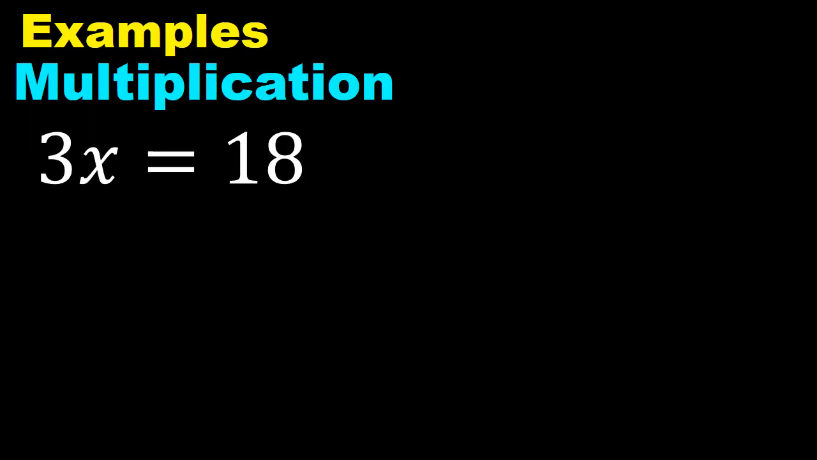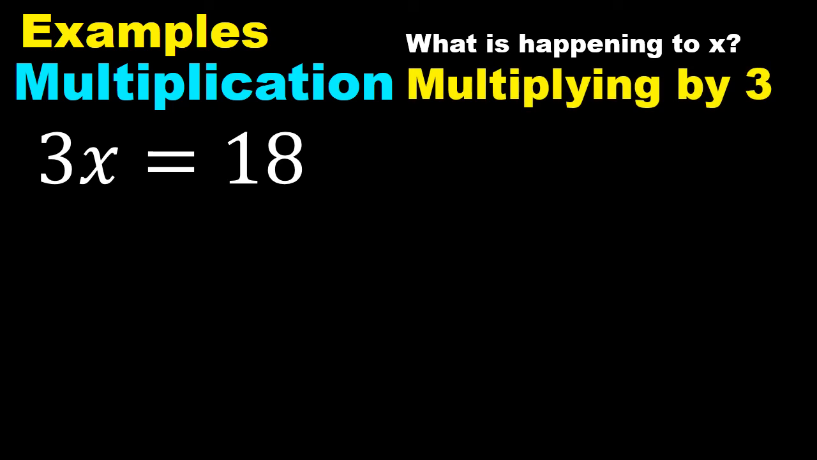So here we have an example of multiplication. You might say, well, that looks like a multiplication sign. In algebra, they actually don't write the times symbol right in between. There's no times symbol between the coefficient 3 and the variable x, but we know that it is multiplication. So we can ask ourselves, what is happening to x? I can say that we are multiplying x, here's my variable, by 3.